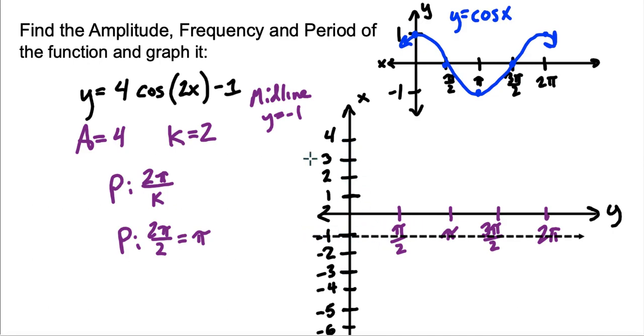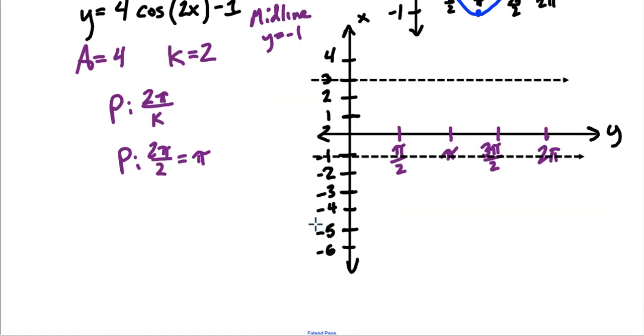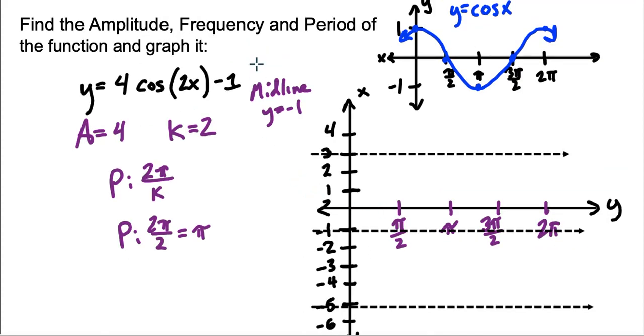So if the midline is -1, then the amplitude means it's going to go up to 4. Or sorry, it's going to go up to 3 here. And then if I'm going down, that means it's going to go down to -5. So I'm going to go ahead and put this. This helps me see the range of my graph. So now I can go ahead and graph.